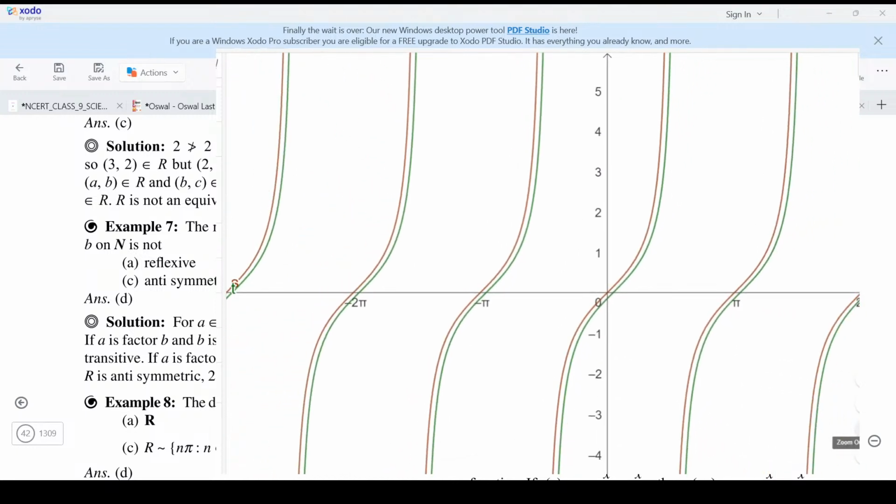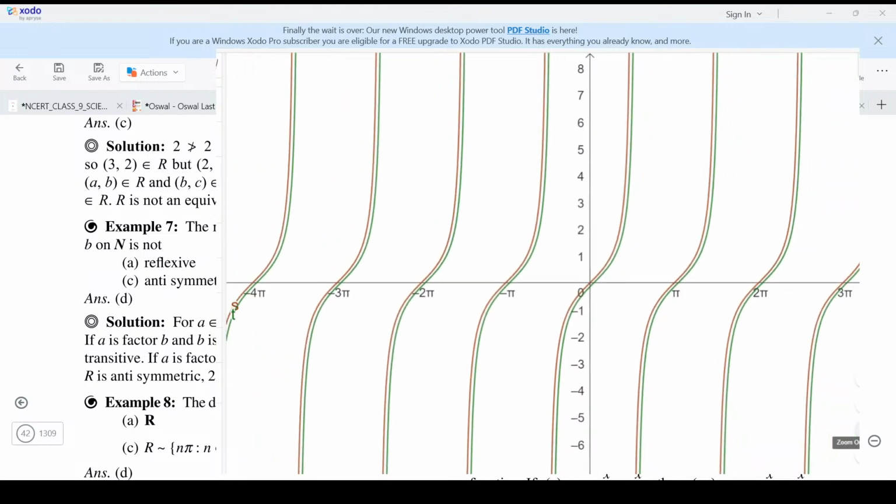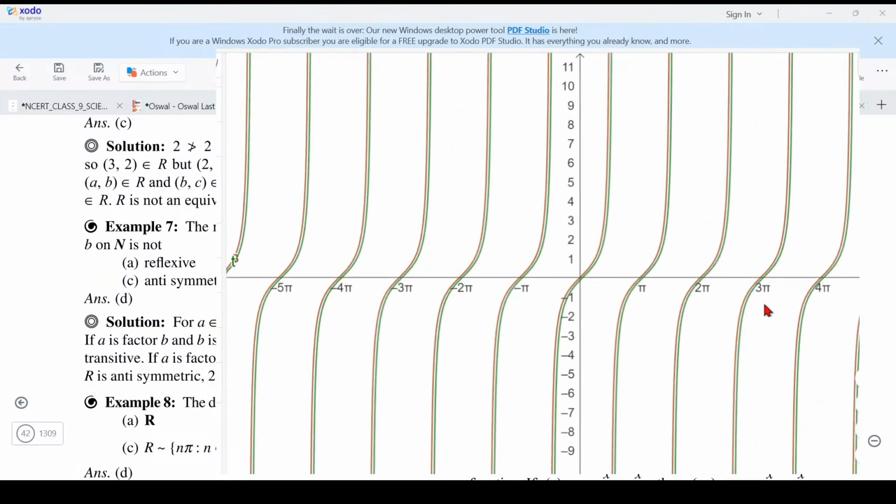See what has happened? Tan x and tan of x plus 3. The graph just shifted. That is supposed to happen, right? The graph is supposed to shift 3 units. So which is the green one?